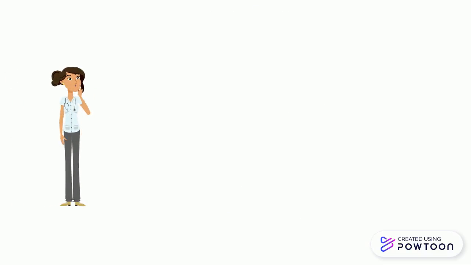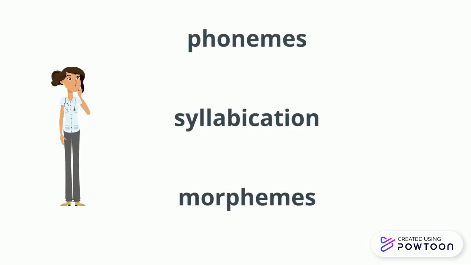Which method seems to be the most efficient for reading complex words? Using letter sounds called phonemes, using the syllabication process to break the word into syllables, or using the larger chunks called morphemes? These are 3 ways to read new words, and by practicing each method, anyone can read any word.